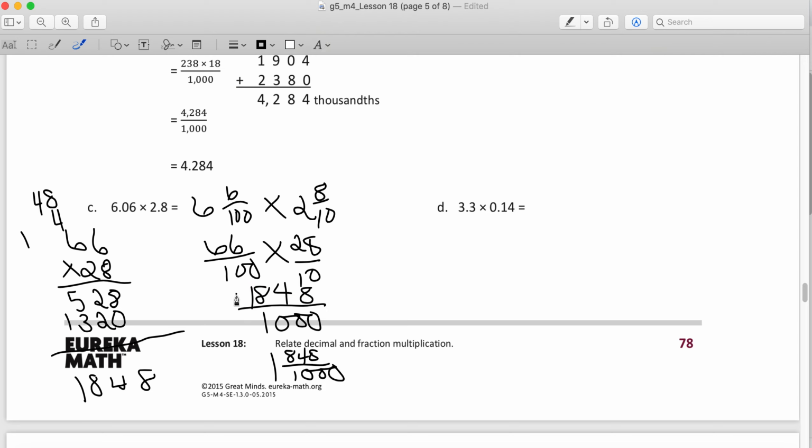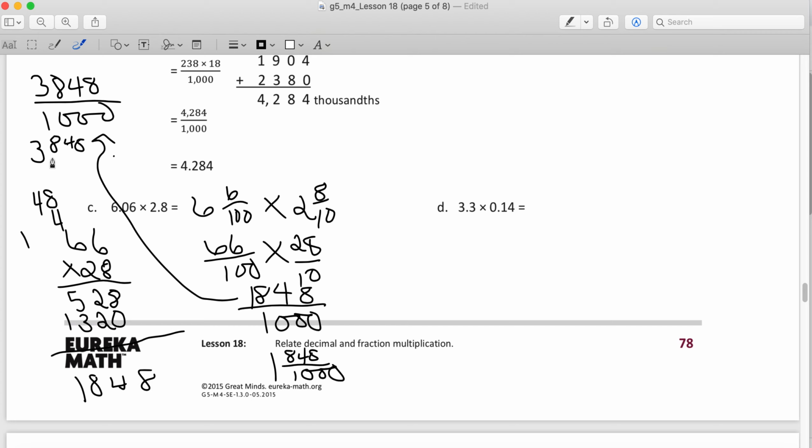This is just a side note. What if this number was like 3,848? How many thousands are in 3,848? Well, there are 3 of them. And then you have left over 848 thousandths. See the difference?